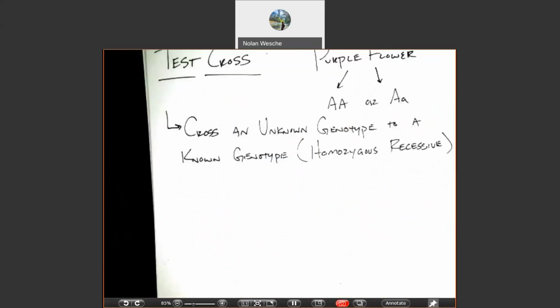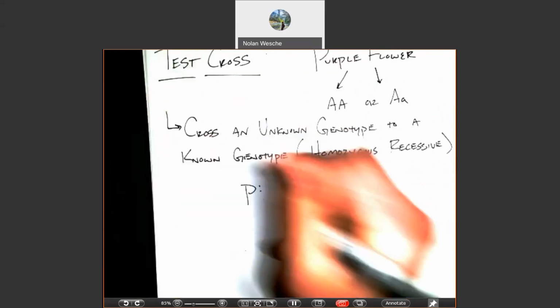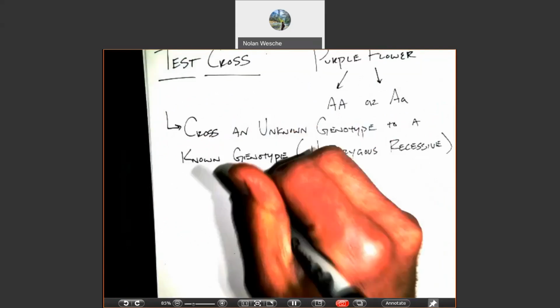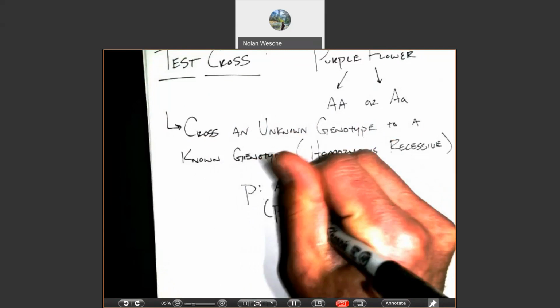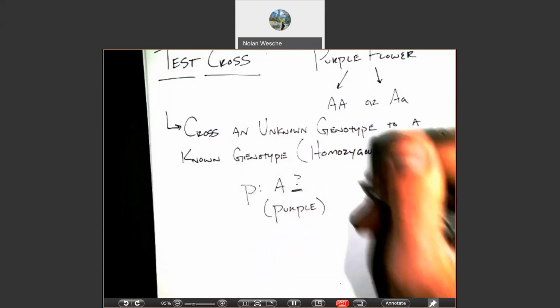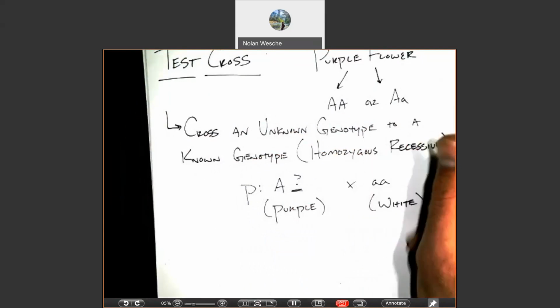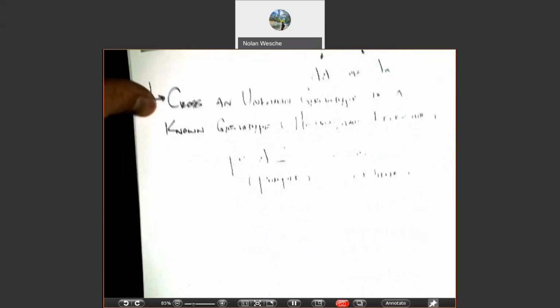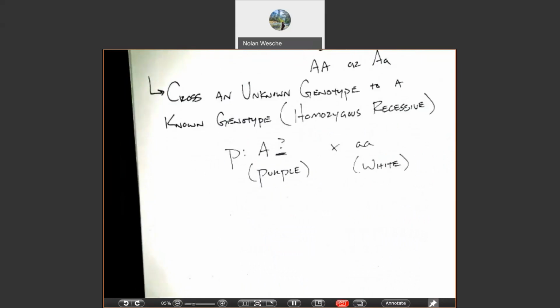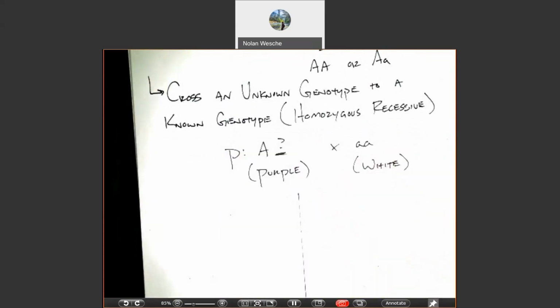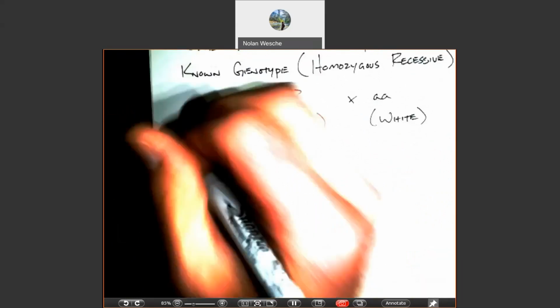So this is what this test cross looks like. Here's our parental generation. We have the unknown here. Again, this one is purple. That's the one that we want to know the identity of. And then here is our little a little a, our white one, our homozygous recessive that we're using for our test cross. So we've got two potential outcomes of this cross. We're going to break our page in half here and look at these outcomes.